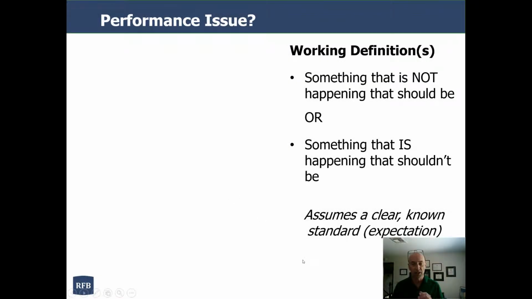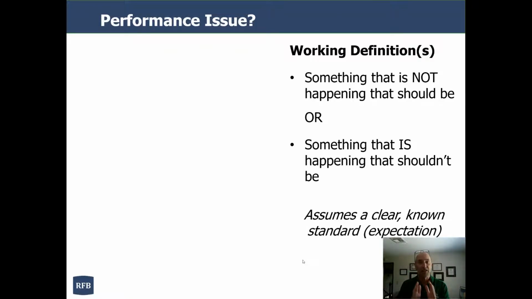So, let's give a working definition to the words performance issue. We like to keep it simple. That is, something that is not happening that should be happening, or something that is happening that shouldn't be happening. Now, of course, that gives a lot of leeway to determine if we have a performance issue. This definition can include outputs or results we don't want, like excessive scrap, poor sales, low customer service scores, etc. Or, in addition to results, it can also point to problematic behaviors like failing to share information, inter-office gossip, arguing, etc. The kind of behaviors that we know degrade performance.